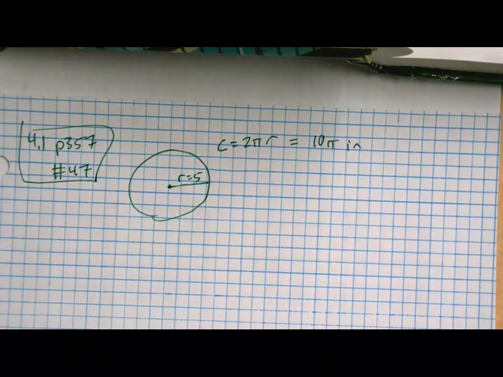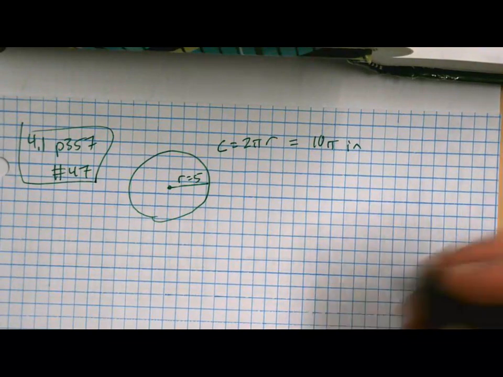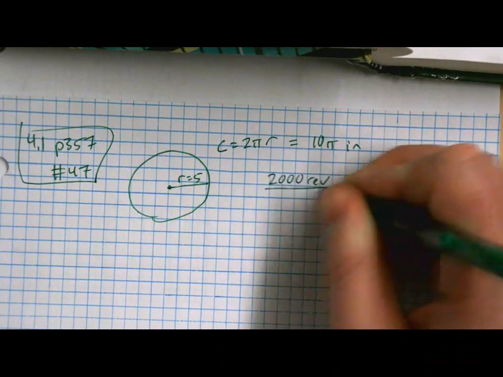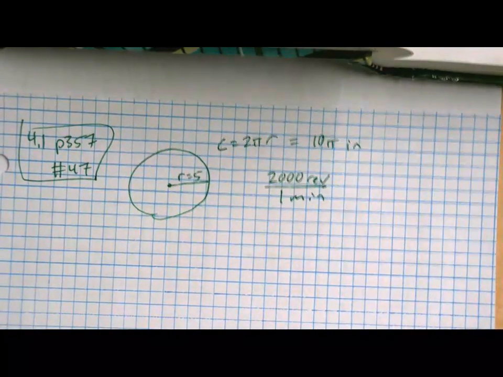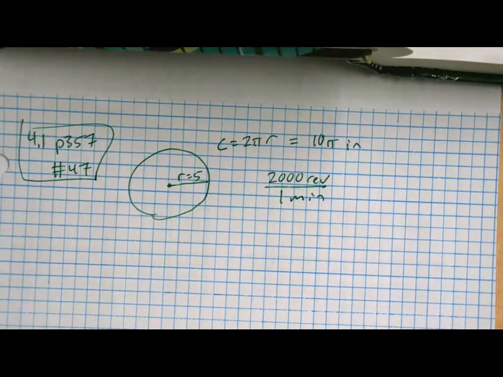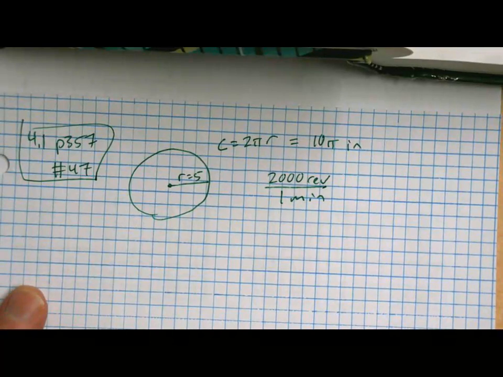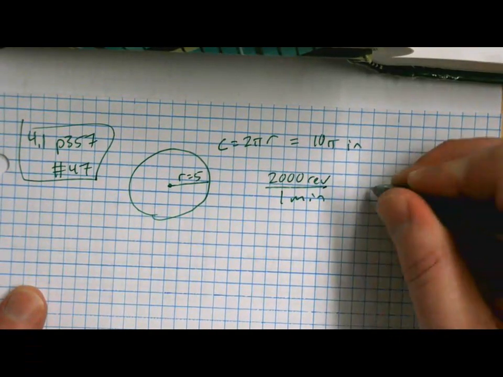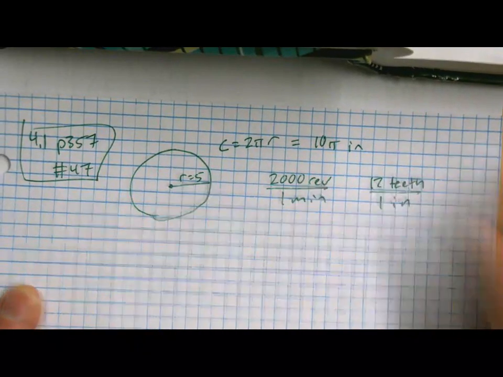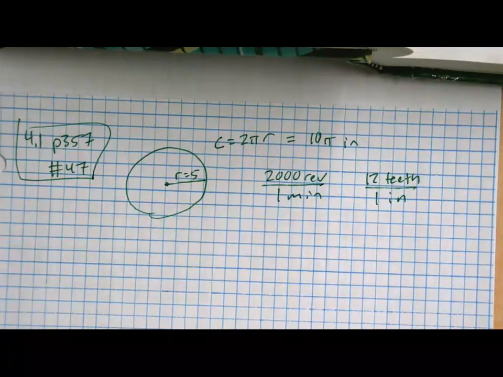All right, what do they want? What did they tell us? What else did they tell us? 2,000 RPMs it's spinning. So I would write that as 2,000 revolutions per 1 minute. That would be one of my fancy ones that I could use in my conversion. This is going to be a conversion problem, I'm pretty certain. And there are 12 cutting teeth per inch. So 12 teeth per 1 inch would be another fancy one that I could use. In the context of this problem, 12 teeth and 1 inch represent the same thing.